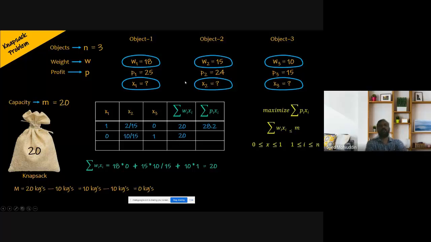And let us take another scenario. Let us try the scenario of filling the knapsack from decreasing weight.